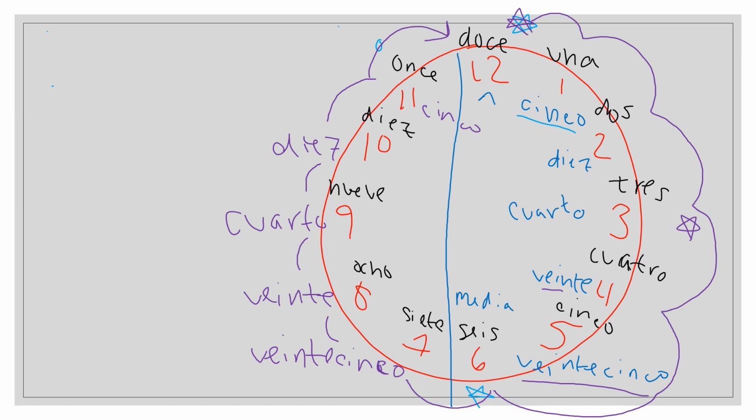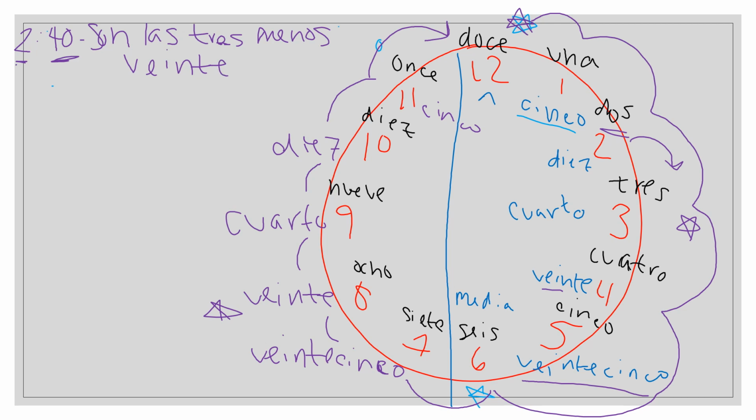If I'm going to do, for instance, 2:40, I'm going to start out just like I did the other side. We have son las. And now it says 2 here, but instead of thinking of it as 40 after 2, you're going to think of it as 20 until 3. Because of that, we have dos, but we're going to skip to the next hour. So son las tres. If it's at 40, there's 20 minutes until 3. So you're at 2:40, but there's 20 minutes until 3. So son las tres menos, minus those 20 minutes, 20. So 2:40 is going to be son las tres menos 20.